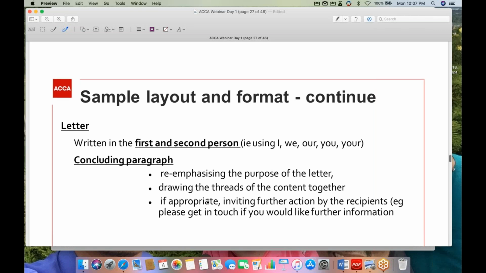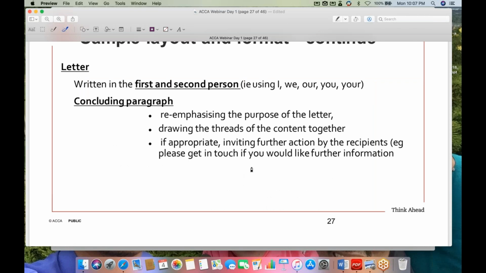You may want to have something like inviting the recipient for further action, or you want them to get in touch with you. You may have that at the end of this particular letter under your concluding paragraph.